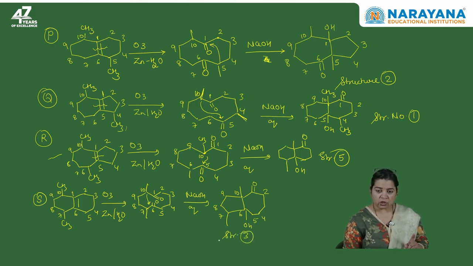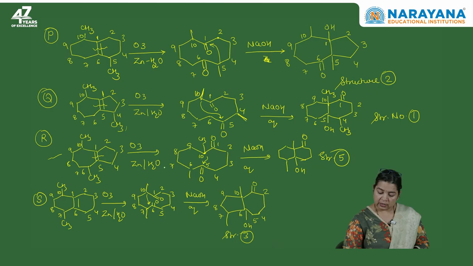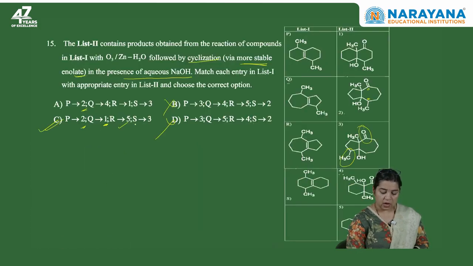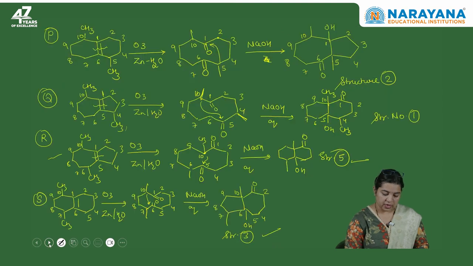So final match, P2Q1. P2. Okay, so these two options are gone. Q1, it seems this is a chance. Let's see others. R5, S3, recheck. R5, S3. Okay, so the correct answer for this question should be option C. Let us move to the next question.